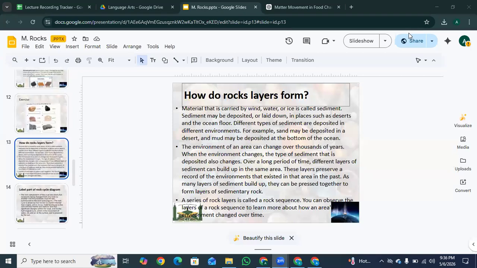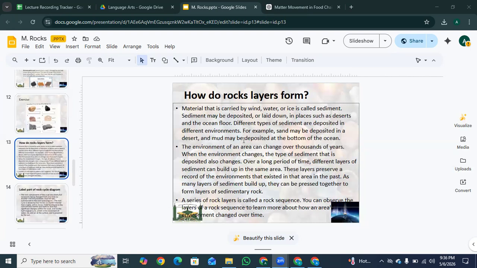Okay, so the next one is how do rock layers form? So this slide basically explains how rocks end up with layers, kind of like the pages in a history book. Materials that are carried by wind, water, or ice are called sediment. Sediment may be deposited or laid down in places such as deserts and the ocean floor. Different types of sediment are deposited in different environments. For example, sand may be deposited in a desert and mud may be deposited at the bottom of the ocean.